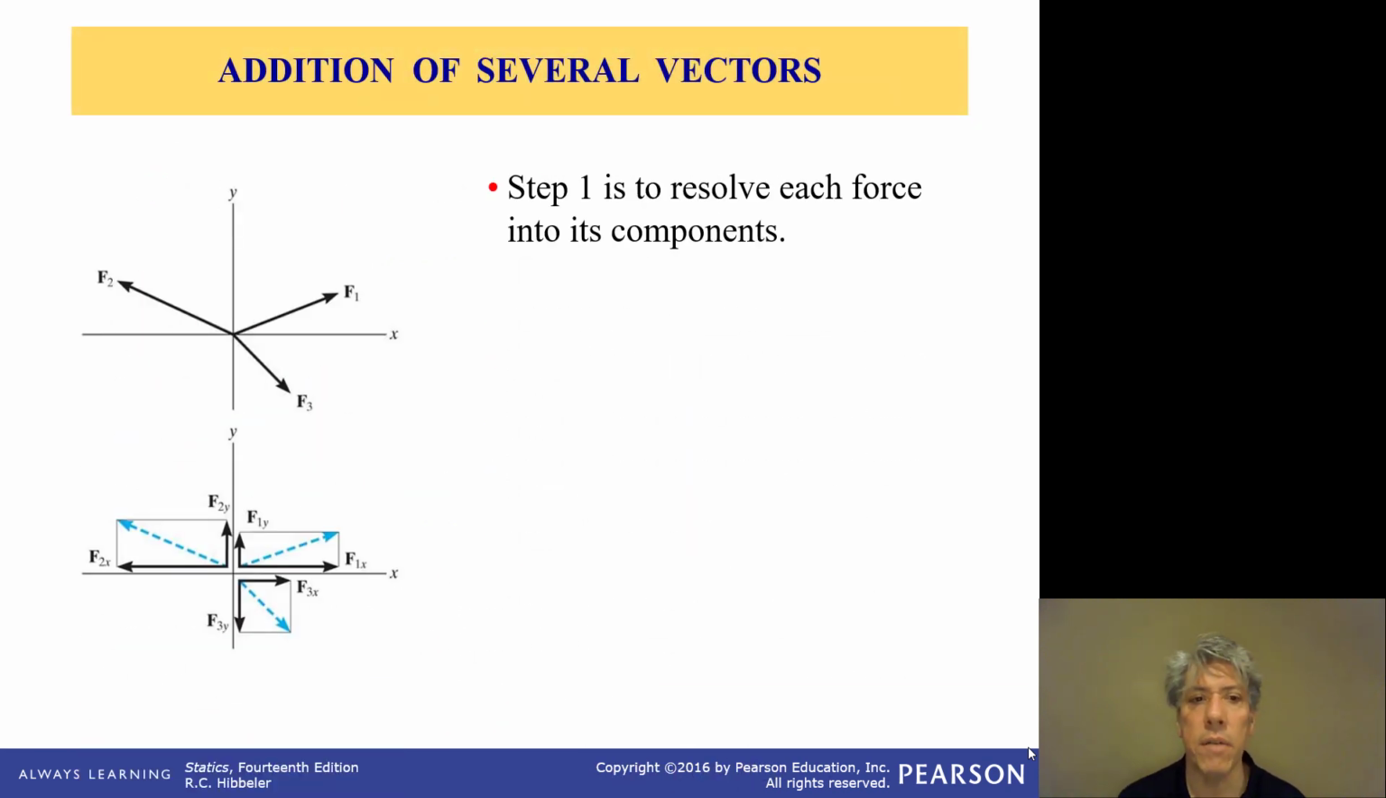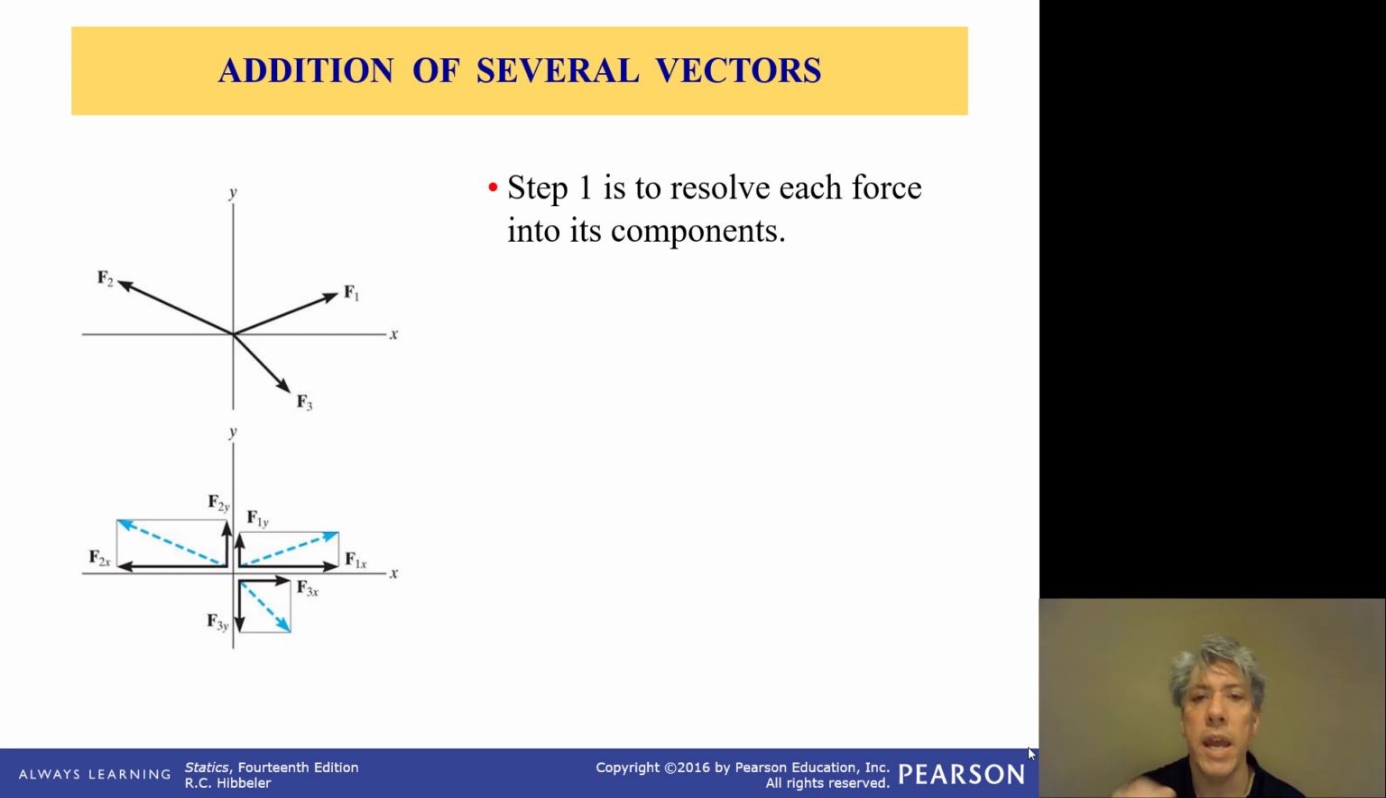So adding several vectors, how would we do it? Well, the easiest way is to take each of the vectors and resolve them into their components. So you see we have three vectors, F1, F2, F3. F1 is in the first quadrant, F2 is in the second quadrant, F3 is in the fourth quadrant. We take F1 and resolve it into its horizontal and vertical components. Take F2, do the same thing.